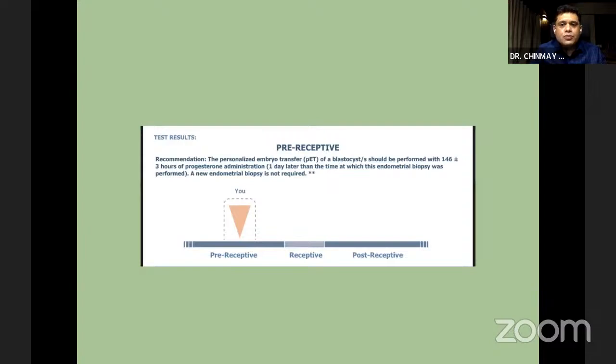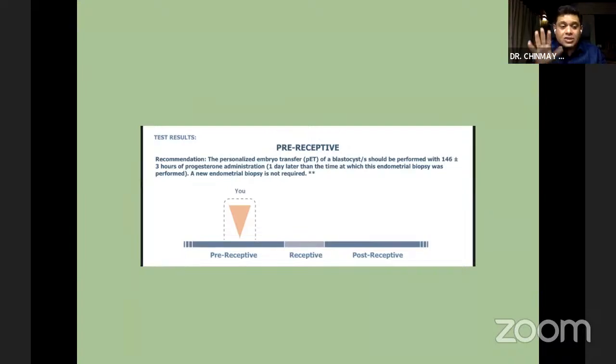This is a pre-receptive patient. Again, this patient is having 146 hours. Now you are giving 5 days of progesterone, but this patient requires 7 days of progesterone. I have also seen the maximum implantation window of 178 hours, where the patient required 7 plus days of progesterone to accept a blastocyst, which was a 5 day blastocyst.